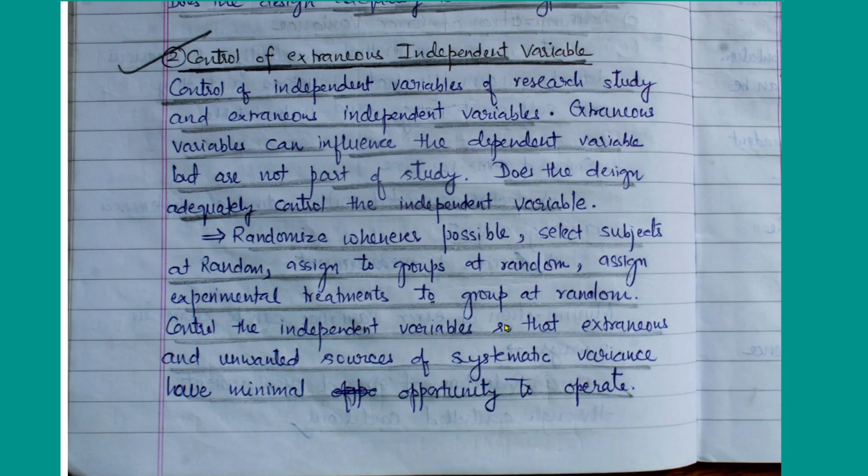Second one is control of extraneous independent variables, which I have already told you. Those variables which are affecting our study and we don't need them, the research design should be able to control them. That's why selection of research design is a very difficult task. That's why you need your advisors to guide you. So please read it from here. I have compiled notes.